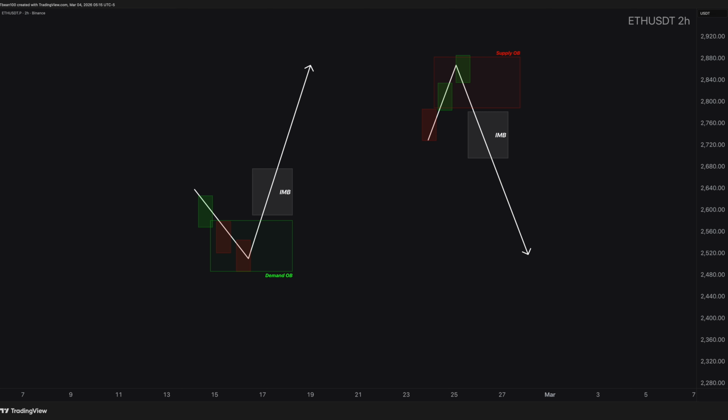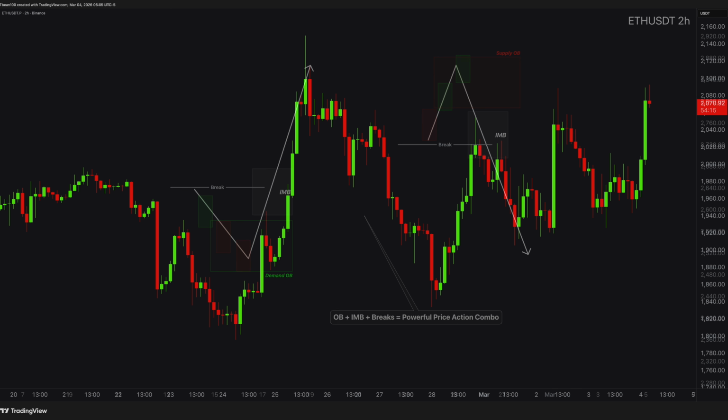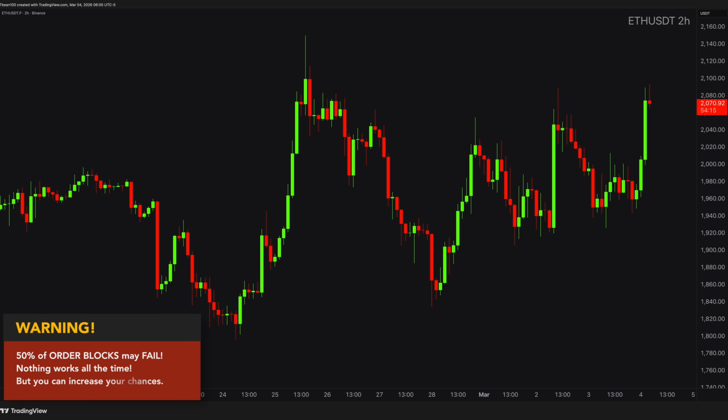Now, if you really want to make order blocks more effective and more reliable, it is best to combine them with imbalances. So when you look at this price action right here, what we are seeing is a combination of order blocks, imbalances, and structural breaks all working together. When all these elements line up at the same time, they create a very powerful setup that many traders call the dragon fruit combination. Especially when you look at earlier parts of the chart across any assets, you will notice there are many order blocks forming all over the place.